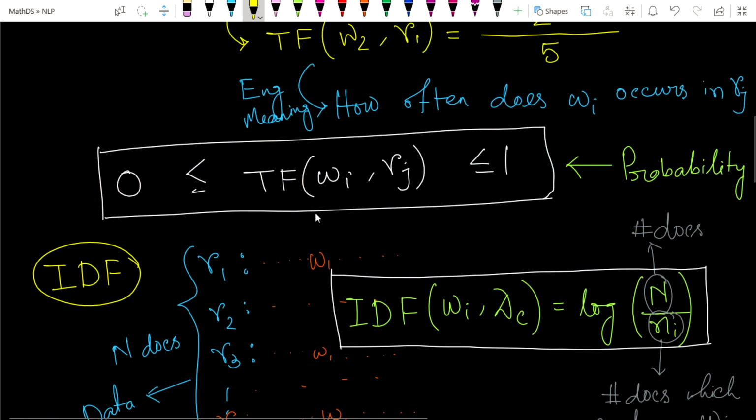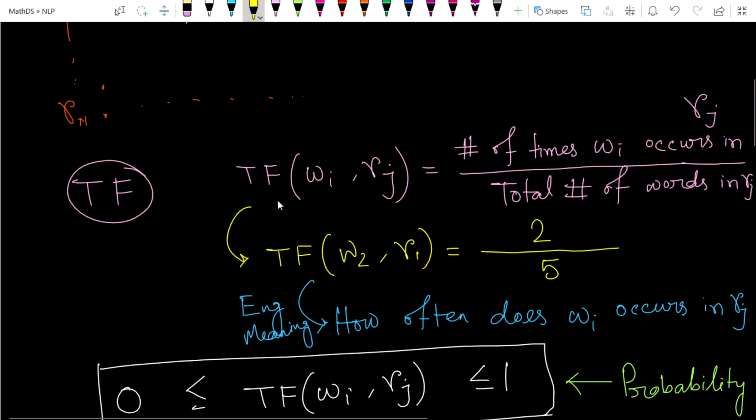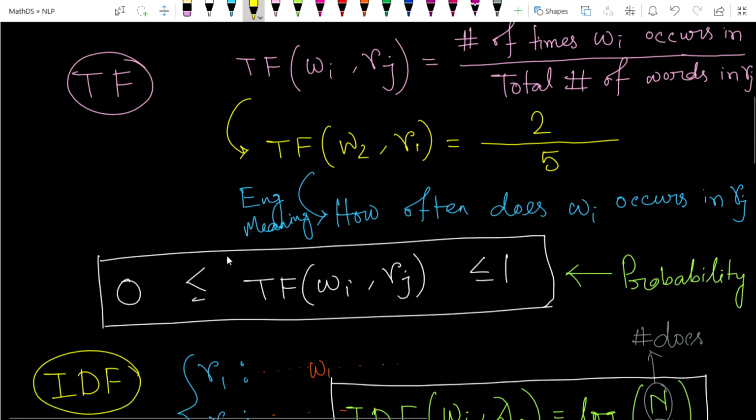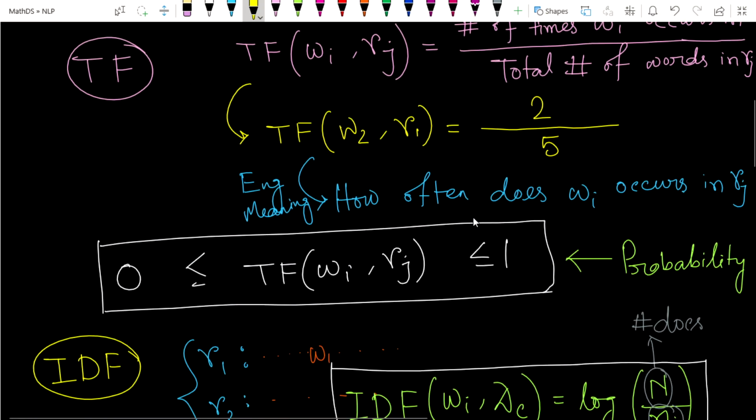The IDF helps us decide how to give importance. The TF, term frequency, gives importance to a word that occurs more often in a particular, single document. So we give more importance to words that repeatedly occur in a particular document. That is the actual internal meaning of TF.